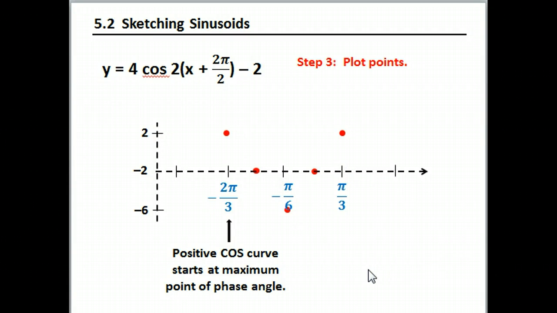Next, we plot all the points. We're going to eyeball in between these two, our phase angle and the middle, and we're going to put a point there, and we're going to eyeball between the middle and where we stop and put another point there. Do not forget that a positive cosine curve starts at the maximum point of the phase angle up here. If it's a negative cosine curve, it's going to start down here and go up like that.